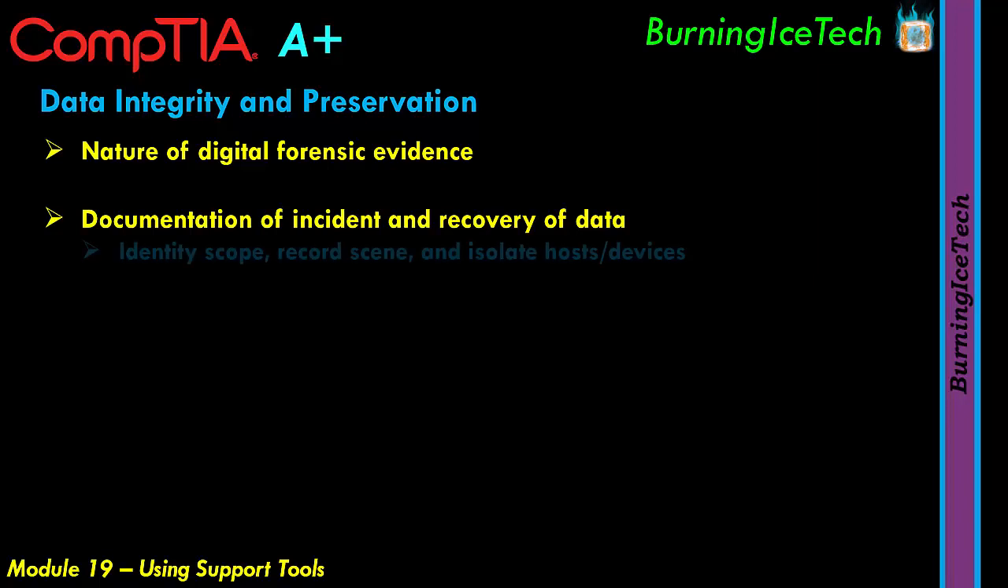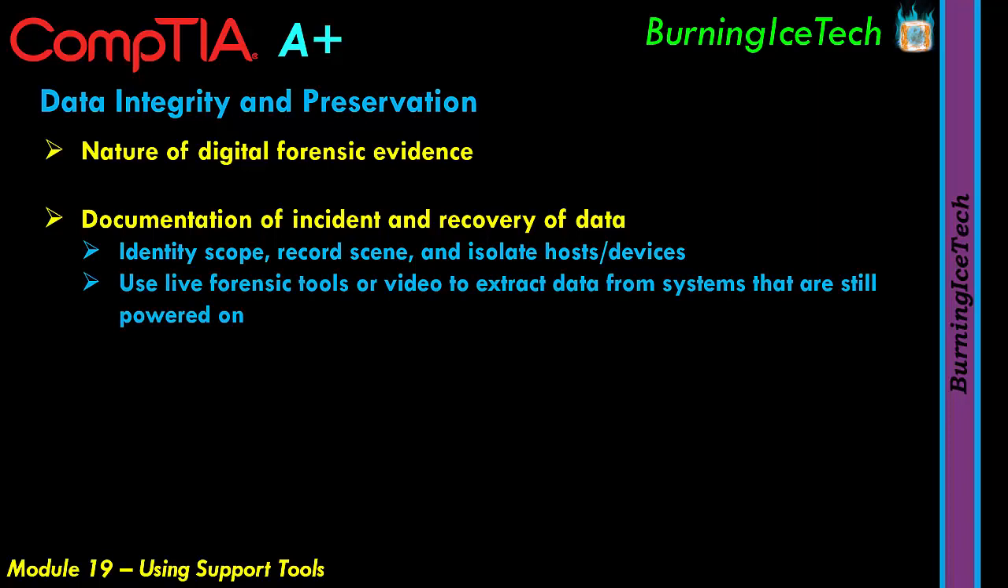So first of all, identify the scope. So how far does this stretch? Who, what, and where has been affected by this incident, whatever it might be. Record the scene, whether it be digital or physical, and isolate hosts and devices. So any host or device that might have been involved in some sort of manner, isolate them, plug them out, disconnect them from the network, turn them off, make sure they cannot be tampered with. Use live forensic tools or video to extract data from systems that are still powered on.